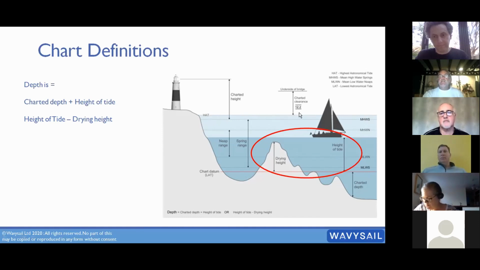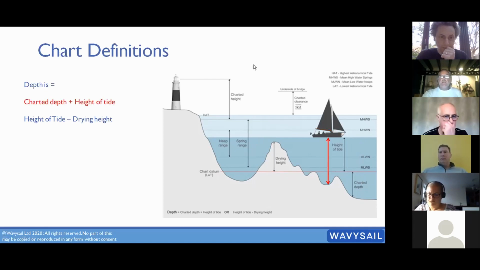Because obviously that's as high as it's ever going to be for you to get under that bridge. Inversely, this is the lowest tide closest to the bottom. It's the lowest it's ever going to be. Okay, so there's your charted depth plus height of tide giving you depth below that boat.